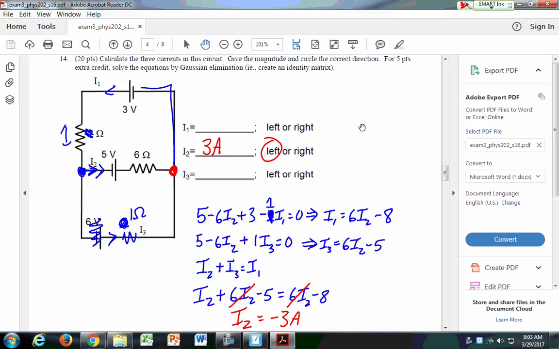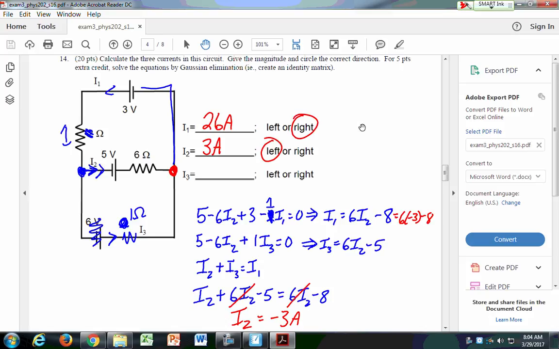Then I can just take that negative 3 and put it in here. I get 6 times negative 3. Notice I'm keeping my negative value until the very, very end. Minus 8. That's negative 18, minus 8, negative 26 is I1, so it's 26 amps. And I1 I chose to the left, so that means it's to the right because it comes out negative.